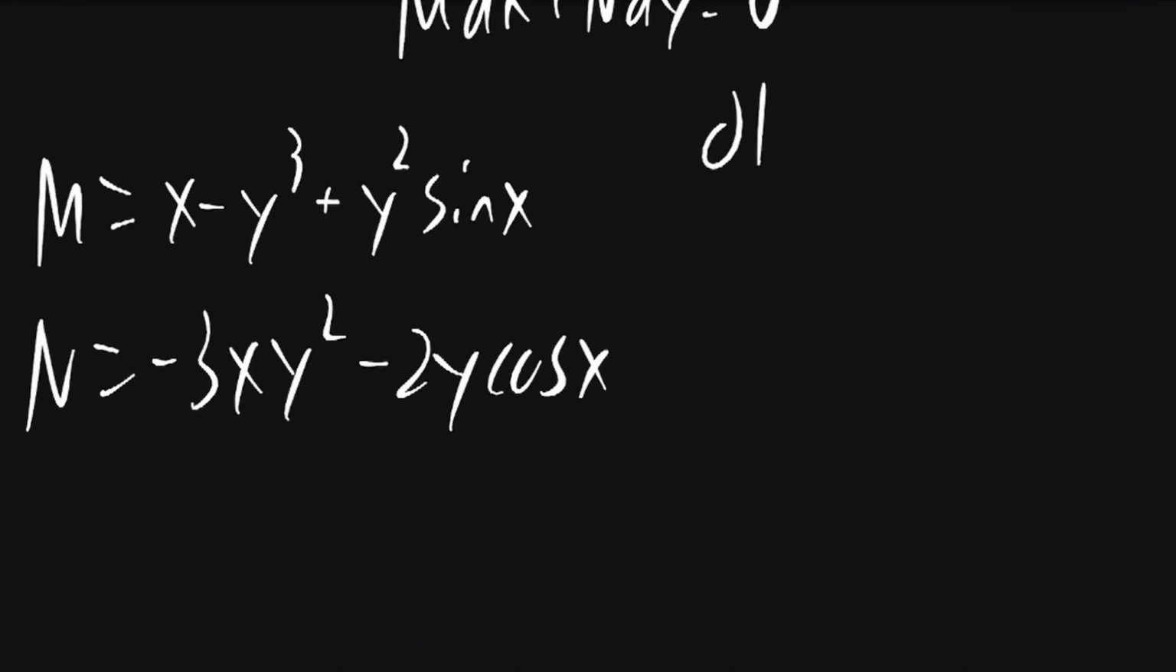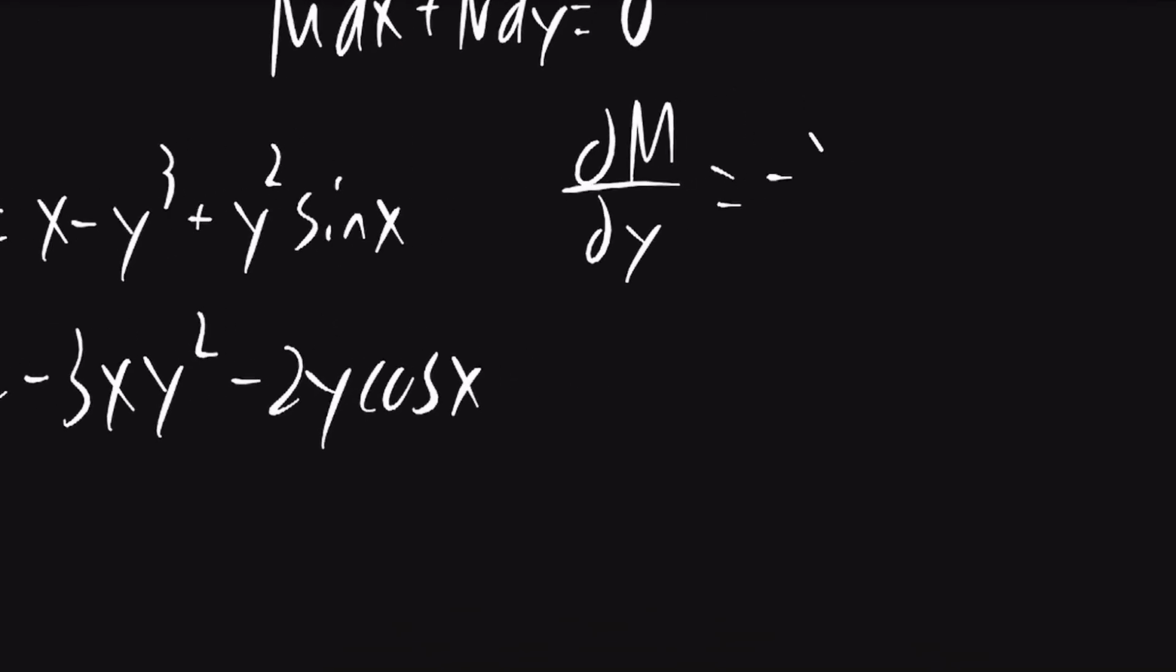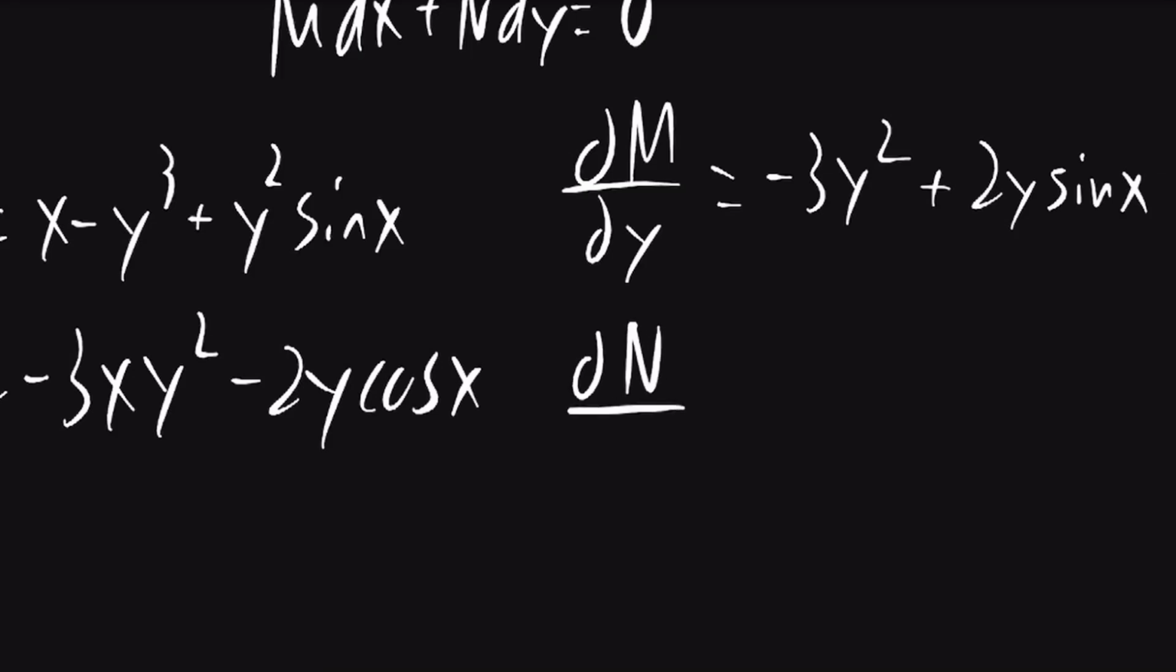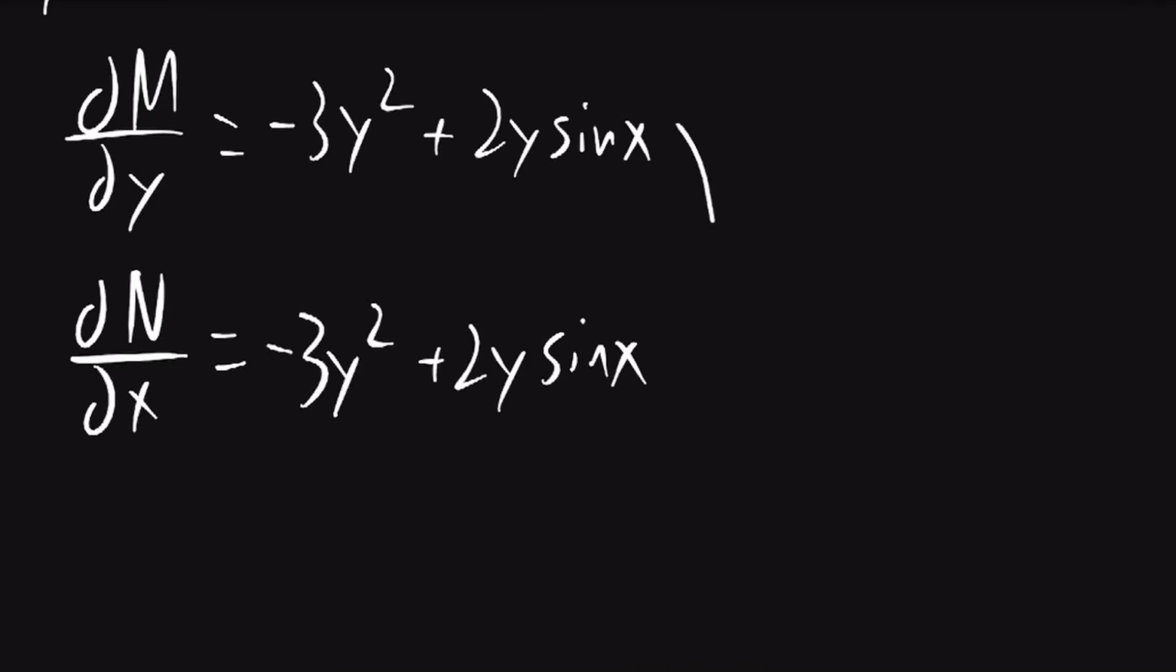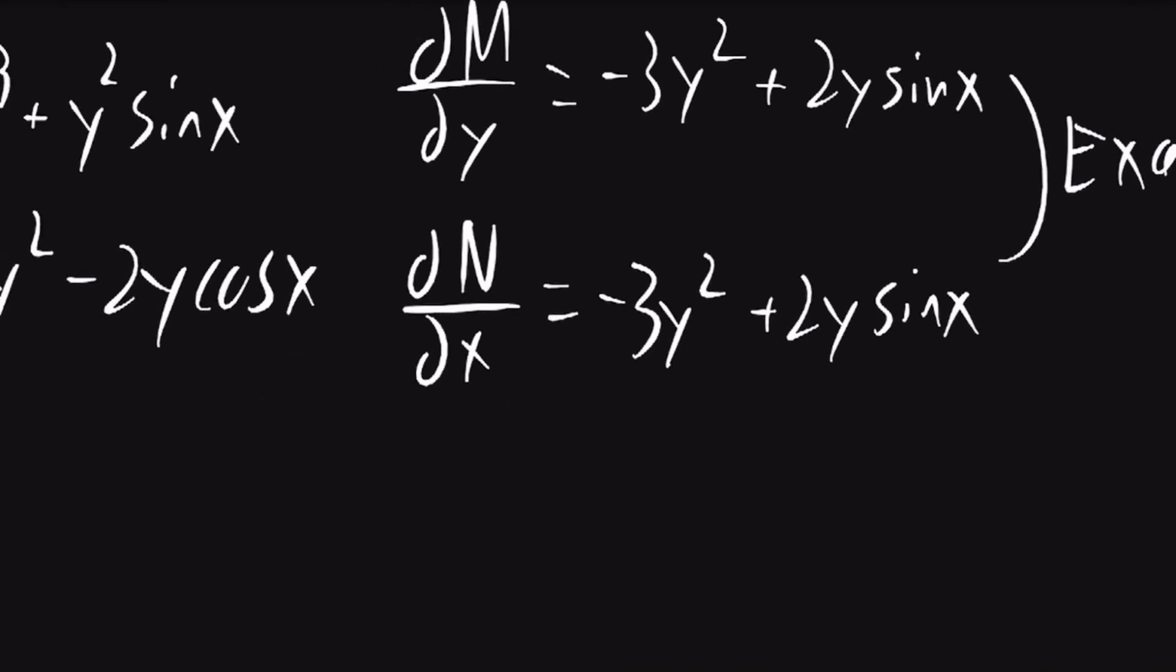We can now find the partial derivative of M with respect to y. That's going to be negative 3y squared plus 2y sine of x. We also need to find the partial derivative of N with respect to x. That's going to be equal to negative 3y squared plus 2y sine of x. Because these two terms are the same, we know that this differential equation is exact.